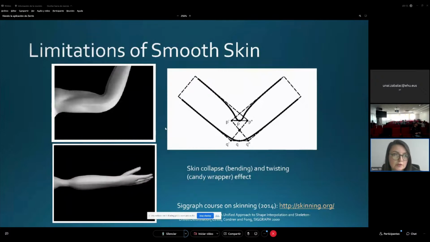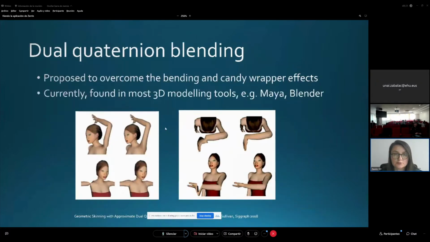In order to get over this problem, another method was produced, which was called dual quaternion blending. It actually represents both translations and rotations in the dual quaternion format. As I mentioned earlier, quaternions are very good for interpolation, so they can handle these problems in linear interpolation. And it overcomes this bending and candy wrapper effect. And this method nowadays is part of most 3D modeling tools such as Maya and Blender.